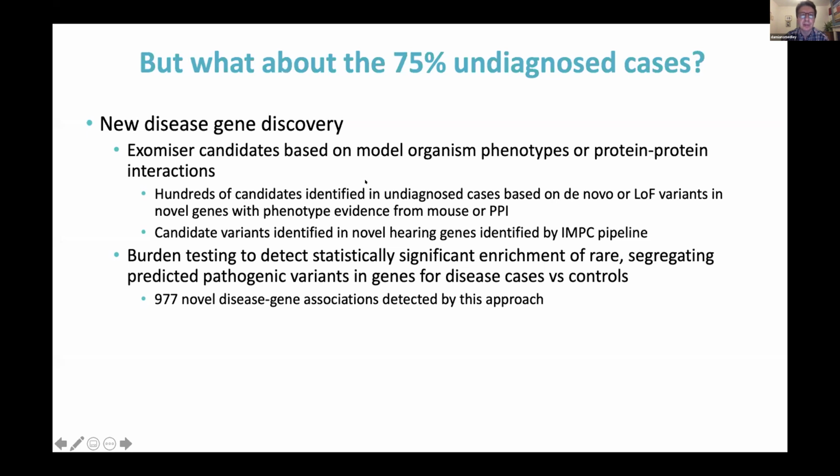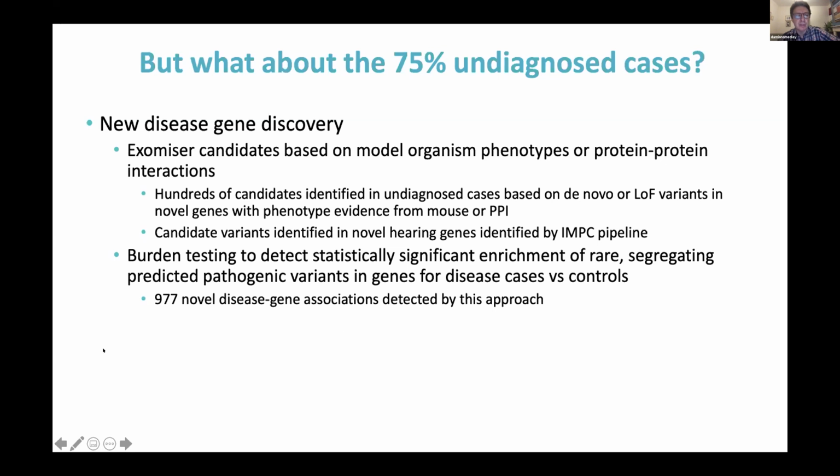So we've already started running this pipeline, and we've shown that we've got hundreds of candidates identified in our unsolved cases. These have been quite conservative, just looking at de novo or loss of function variants in novel genes, where the phenotypic evidence is coming from mouse models or from protein-protein interaction, guilt by association type data. And I'll also show you another approach where a PhD student in my team has been screening novel hearing genes identified by the IMPC pipeline.